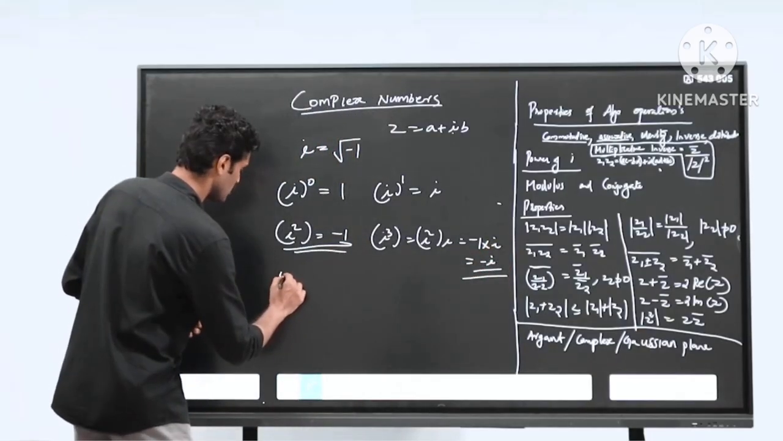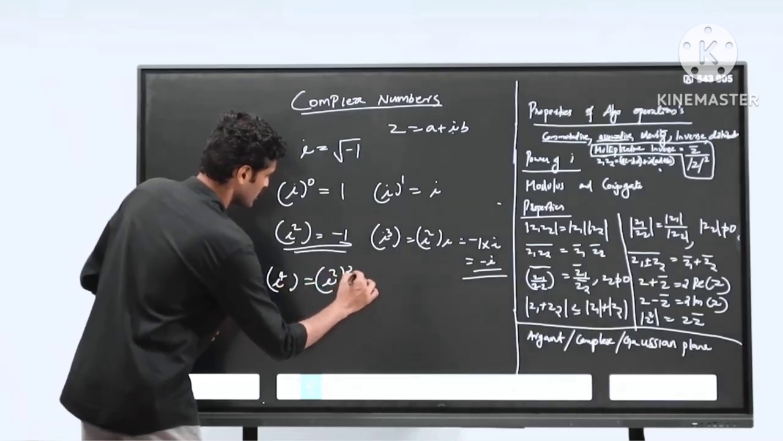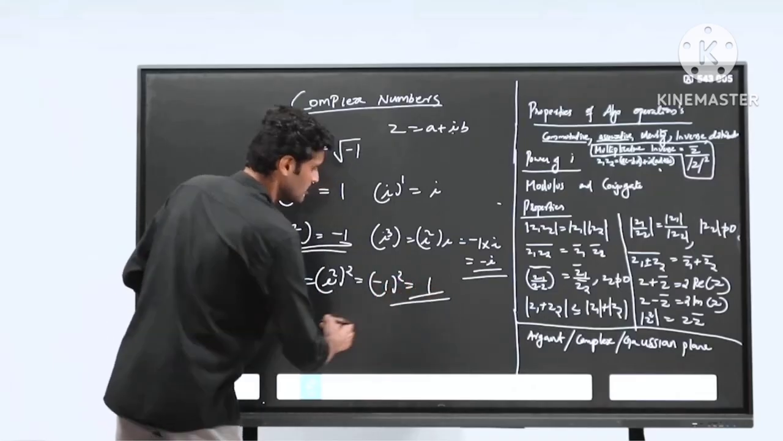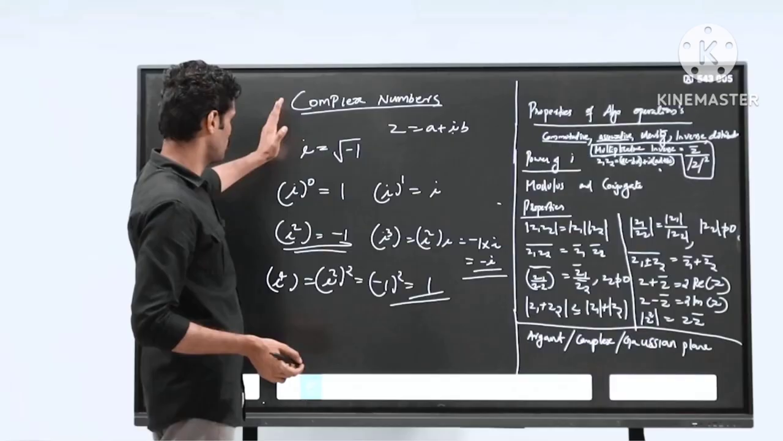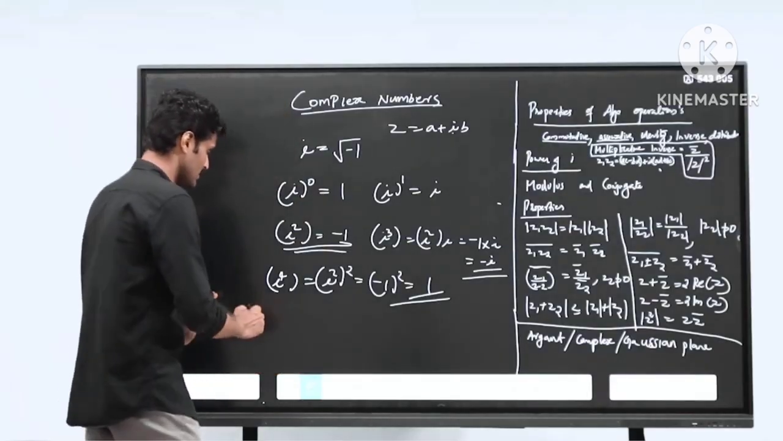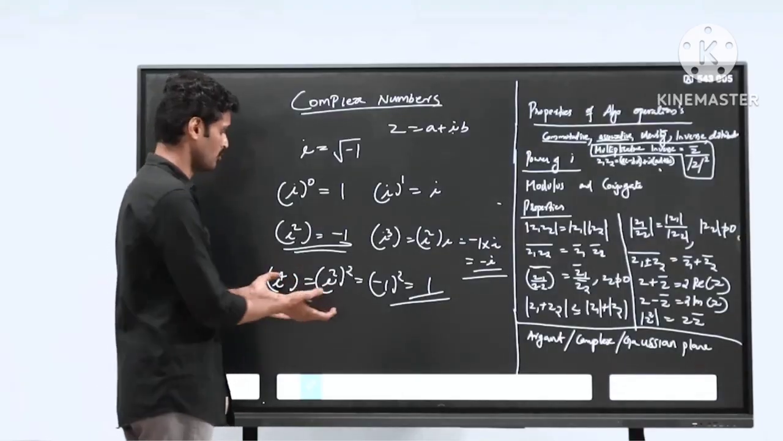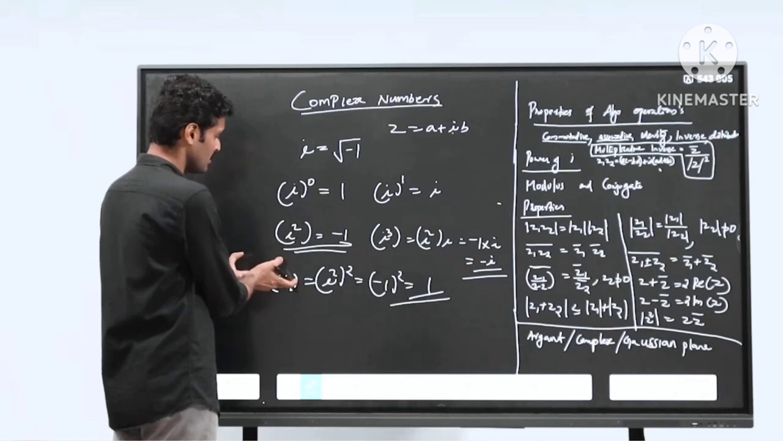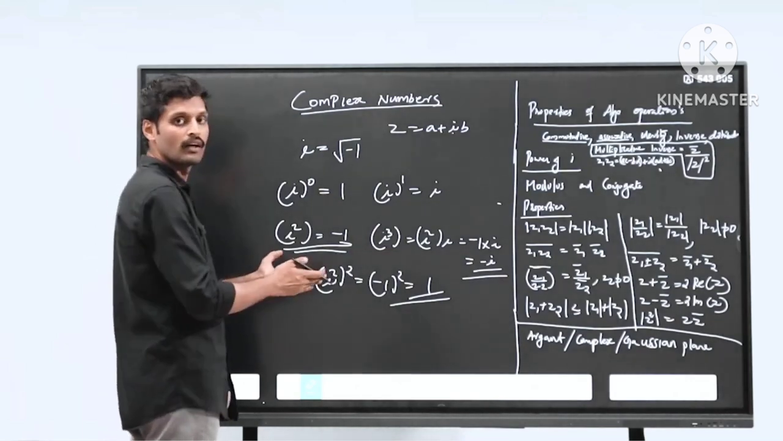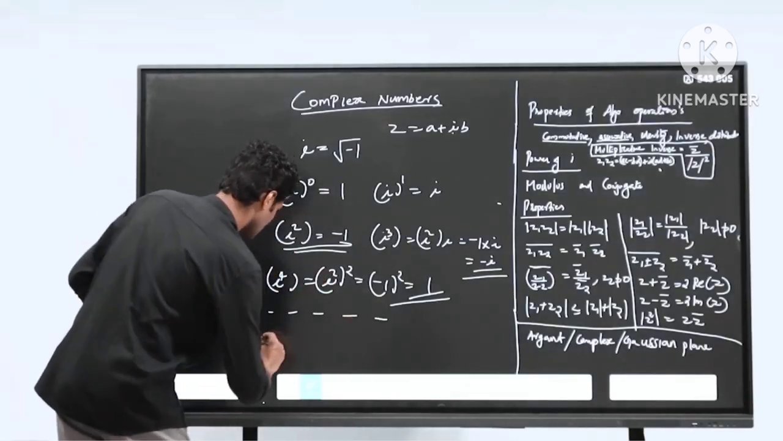Then I raised to 4. I raised to 4, again, we can write it as I square whole square, right? I square is minus 1, then whole square. Okay, then it is 1. Okay, so we can generalize like this. We can make a formula in terms of multiples of 4.